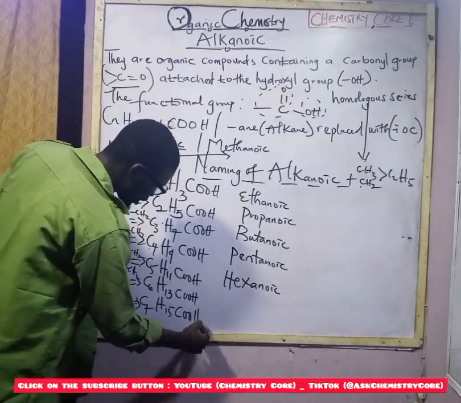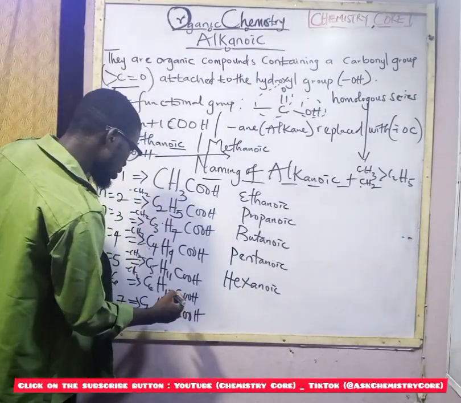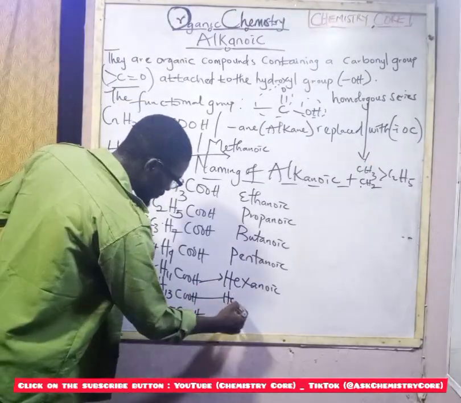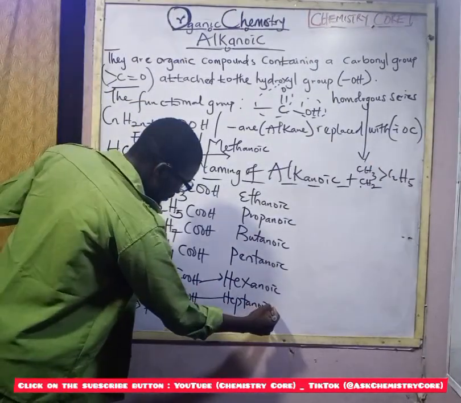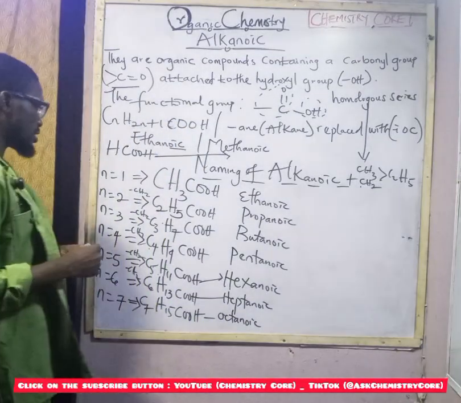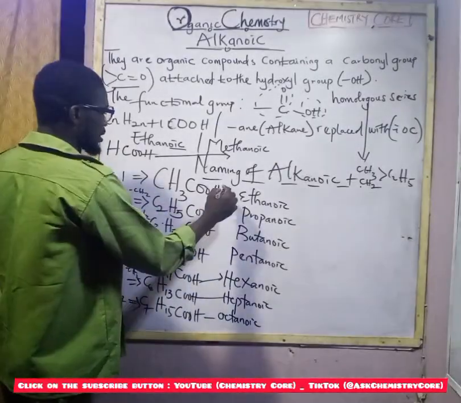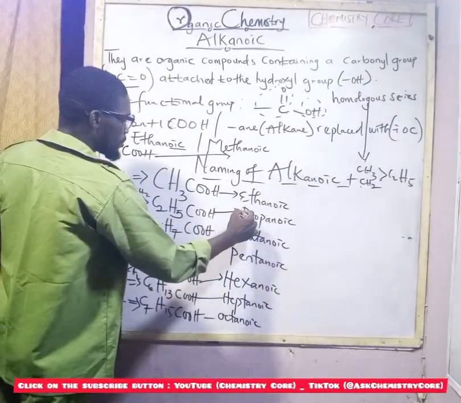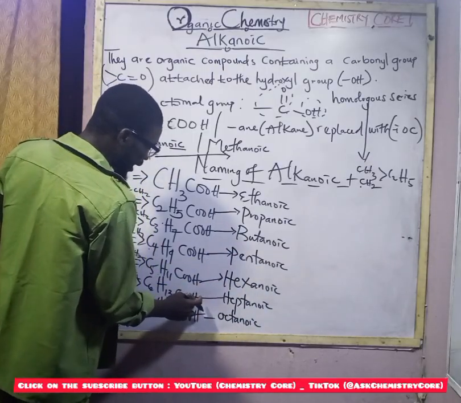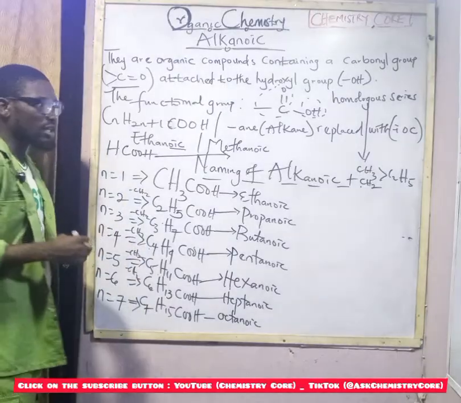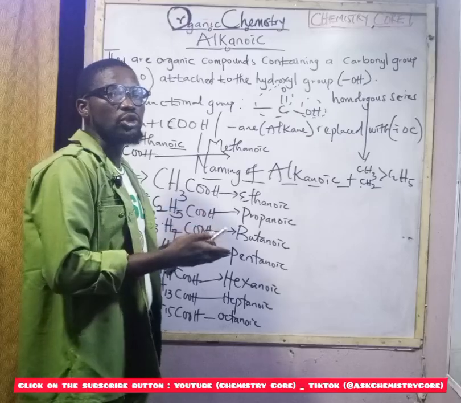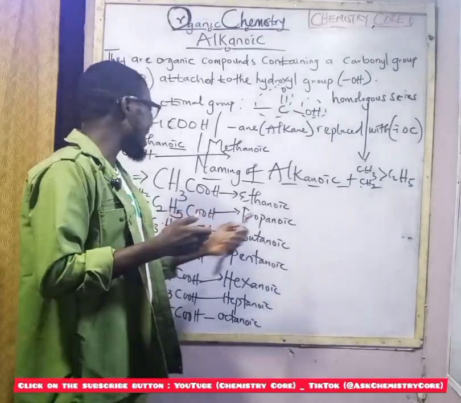So the functional group, this will give us, this is what? Hexanoic. We have heptanoic. We have octanoic. So when you take a look at this now, the first one is ethanoic acid, this. The second one is propanoic. We have butanoic. We have pentanoic. We have hexanoic. We have heptanoic. And we have octanoic. In some, you'll be like, how do we have CH3 with the functional group, which is COOH, to stand as ethanoic?